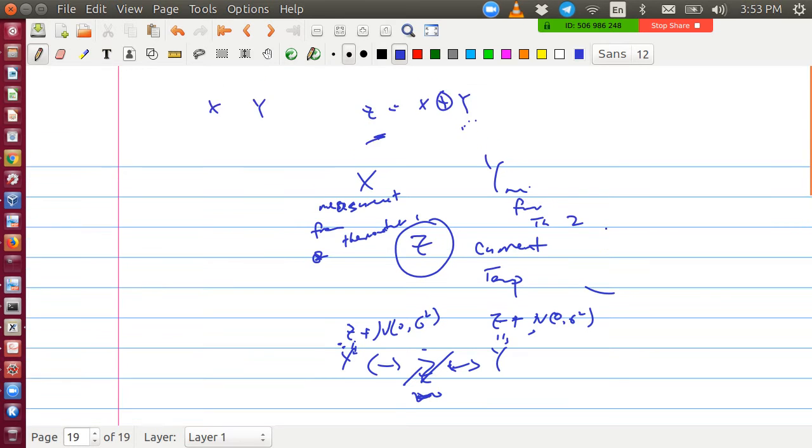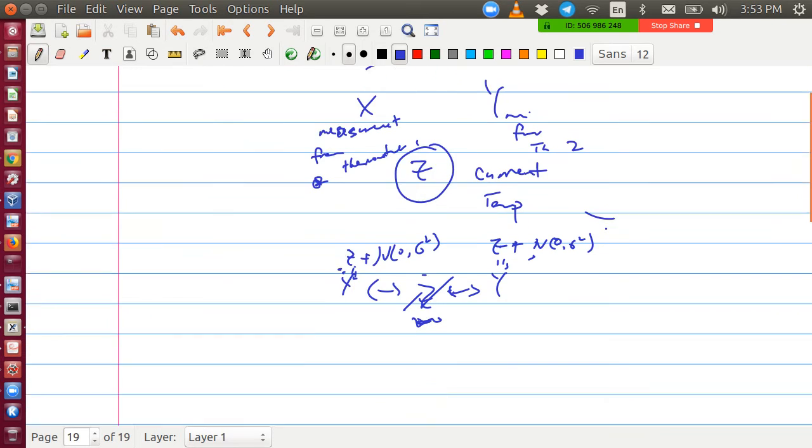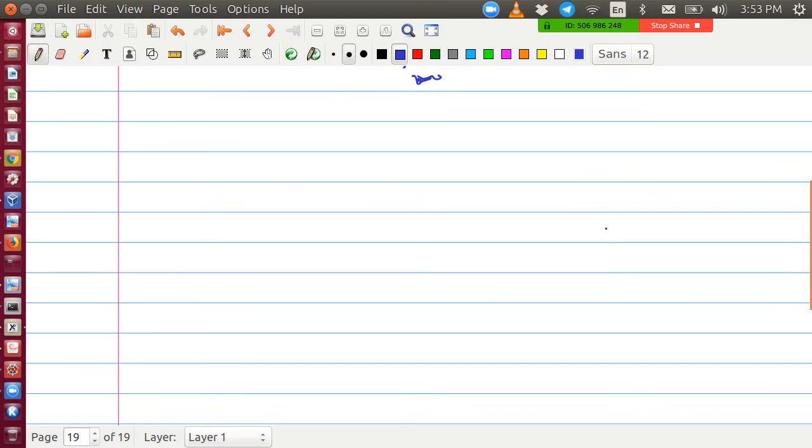So yeah, I guess that's what I want to say about this. Okay, now next thing, let's look into some chain rules for mutual information. We have chain rules for joint entropy.